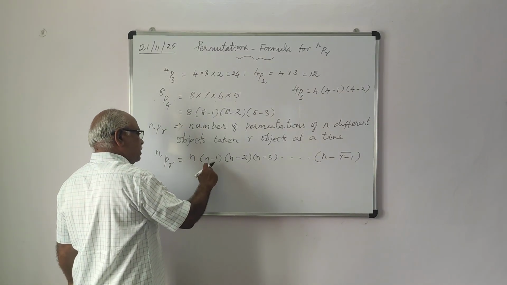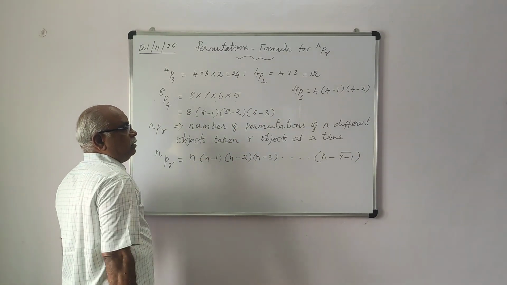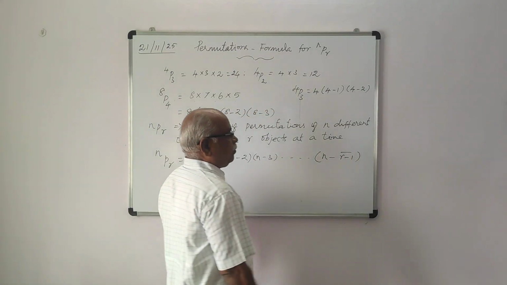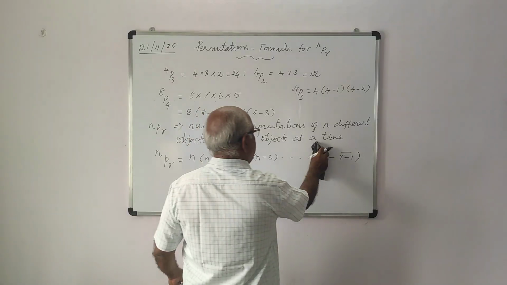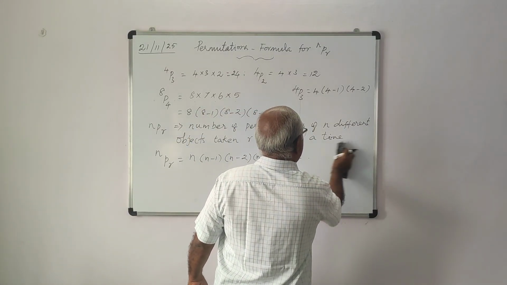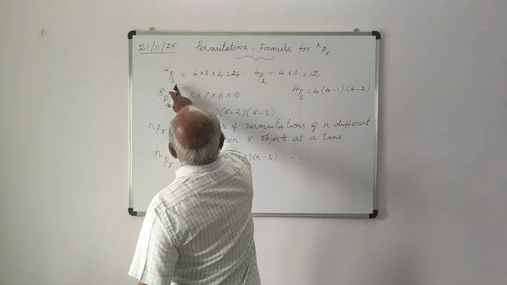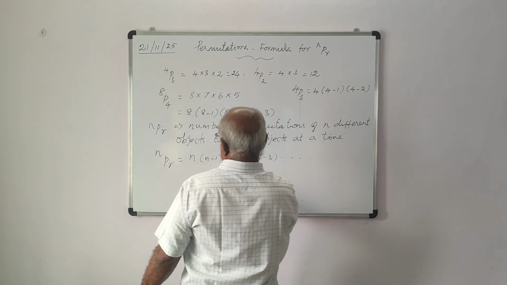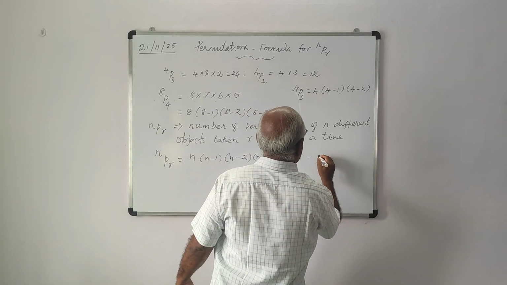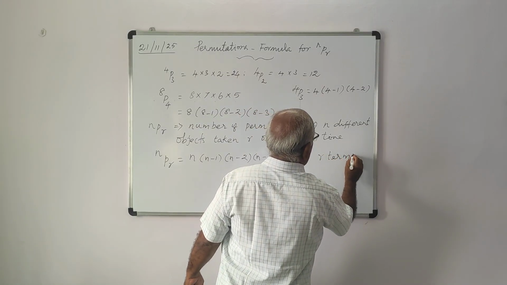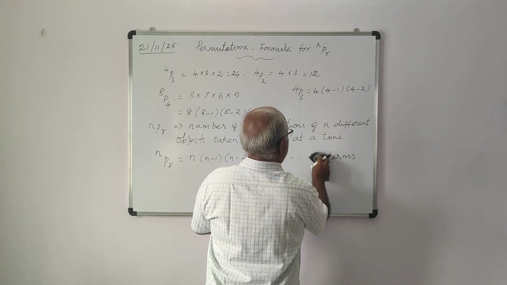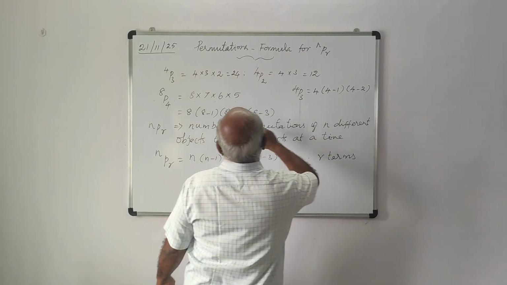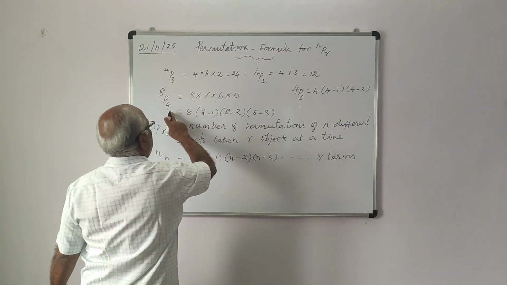nPr means n into (n minus 1) and so on, into r terms. If you find 3, 3 terms. If you find 4, 4 terms. If you find 2, 2 terms. Like that, if you find r, you get r terms. The rth term is n minus (r minus 1). If it is 3, 4 minus 2. If it is 4, 8 minus 3.